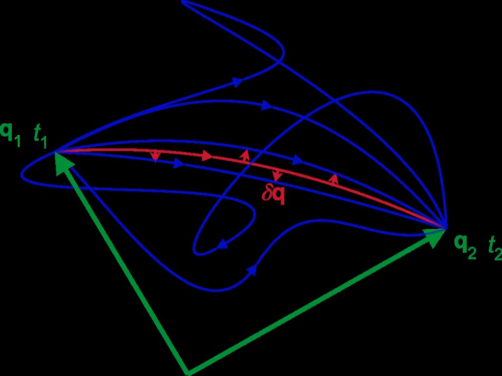δ ∫ from t1 to t2 of L(q(t), q̇(t), t) dt = 0. The action and Lagrangian both contain the dynamics of the system for all times.